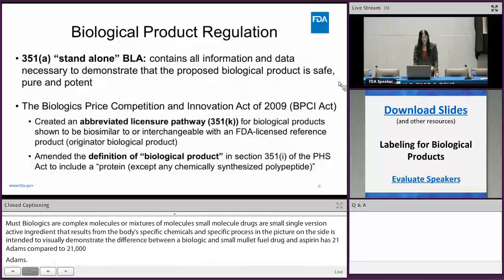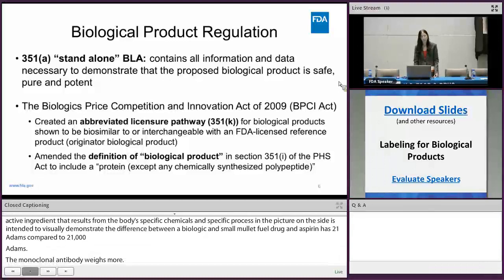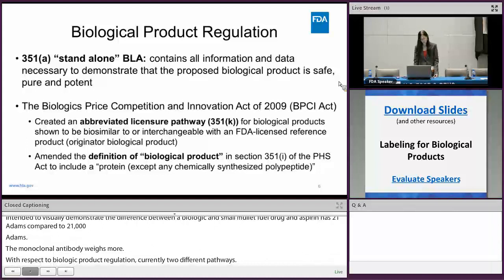With respect to biological product regulation, there are currently two different pathways for BLAs. The first pathway is known as the 351(a) BLA, or a standalone BLA, and it contains all information and data necessary to independently demonstrate that the proposed biological product is safe, pure, and potent. And for a very long time, that was the only licensure pathway under the Public Health Service Act.